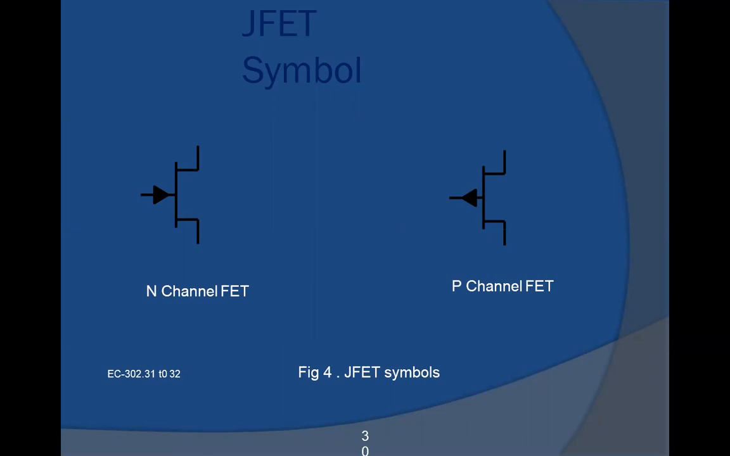This is the symbol of JFET for N channel and P channel. For N channel, the arrow will be towards the gate, and for P channel, outward from the gate terminal.